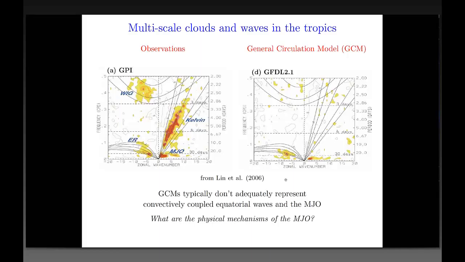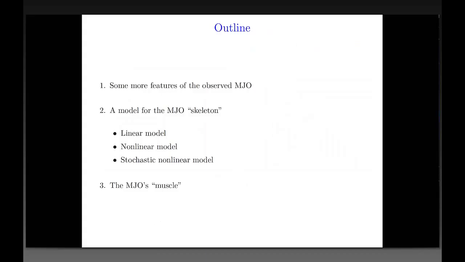So this makes you wonder, what are the physical mechanisms of the MJO? So I'm going to present in this talk a model for the MJO, which can hopefully shed some light on that. So this will be the outline of the rest of the talk. I'll first go over some more features of the observed MJO, just to help paint a picture of what we're targeting for our model. And after that, I'll get into the model and a few different versions of it, both a linearized version, a nonlinear version, and also a new stochastic version. And then finally, I'll describe what we mean when we say the MJO is muscle, which is the counterpart to its skeleton.